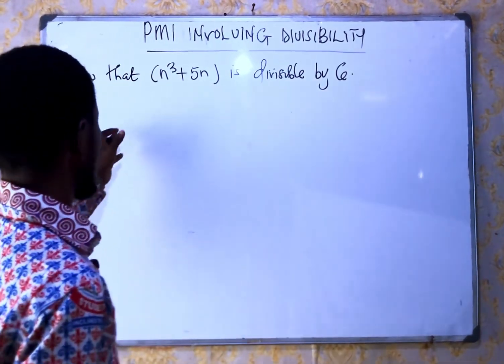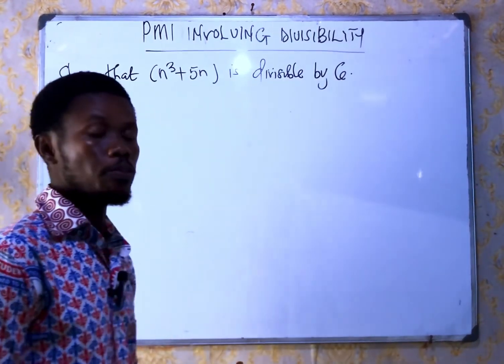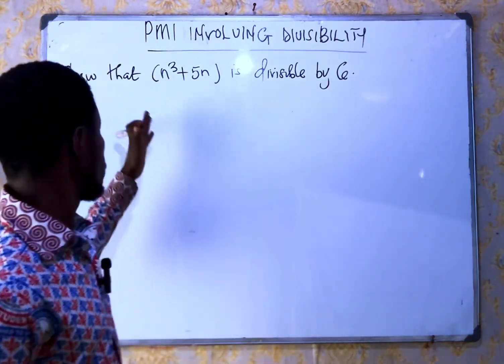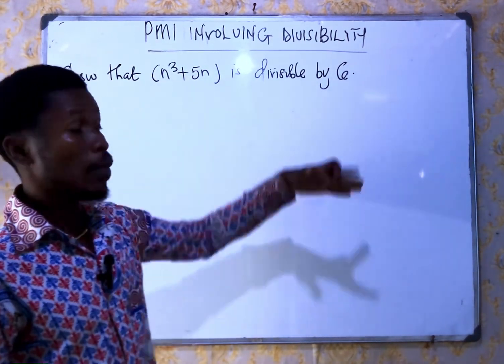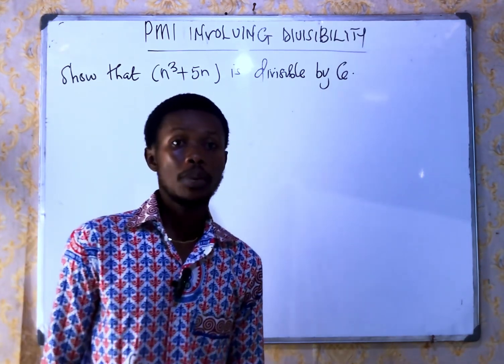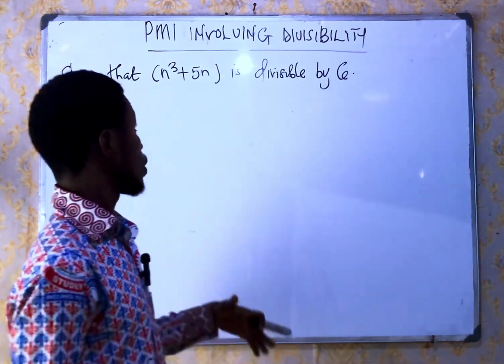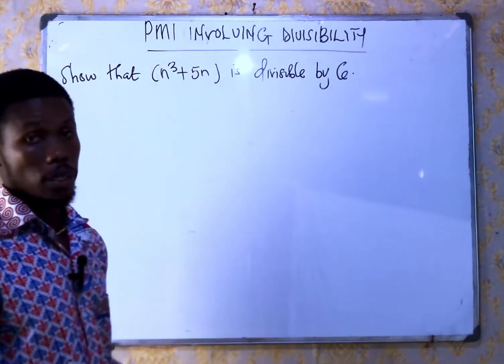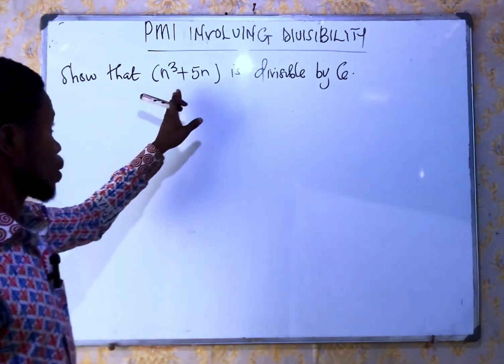Here we just want to look at how to show that this is divisible by 6. And for us to do this, we want to use the PMI, the principle of mathematical induction, to do that. So let's start with this.